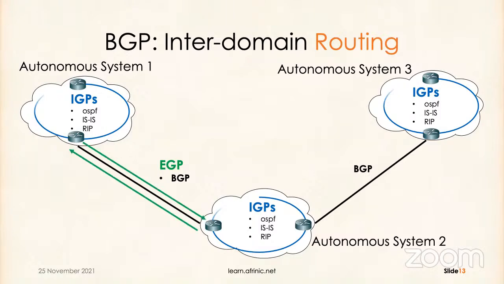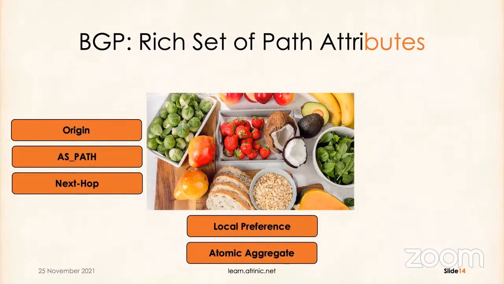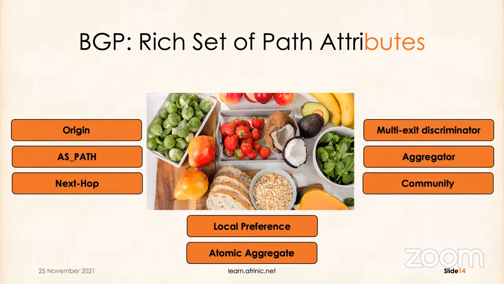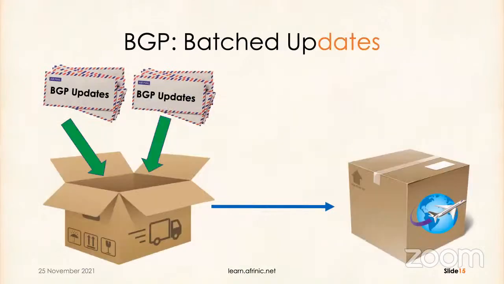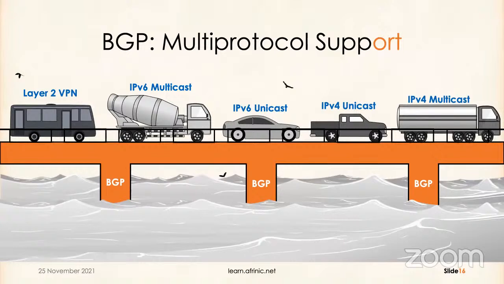Now, why is BGP the de facto routing protocol used to move traffic between autonomous systems? Well, first of all, apart from its IGP counterparts like OSPF, it has a rich set of path attributes, which helps administrators define fine-grained routing policies you cannot do with something like EIGRP or OSPF. Another feature of BGP is that it has batch updates instead of periodic ones, like its IGP counterparts. Because of this, BGP can scale across very large networks, like you can tell, the internet is across the world. And finally, it has multi-protocol support for different address families, and this also makes it easy to extend.